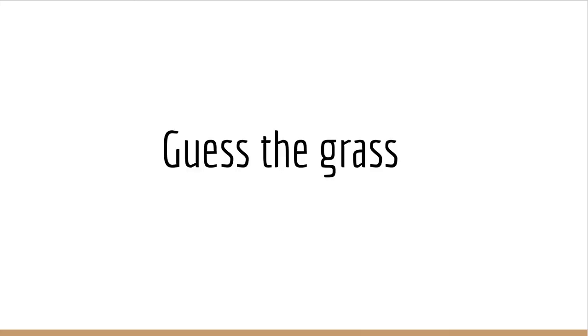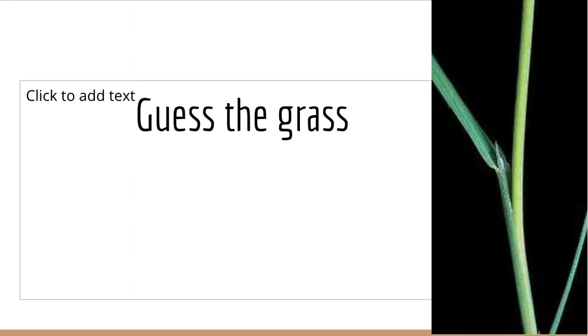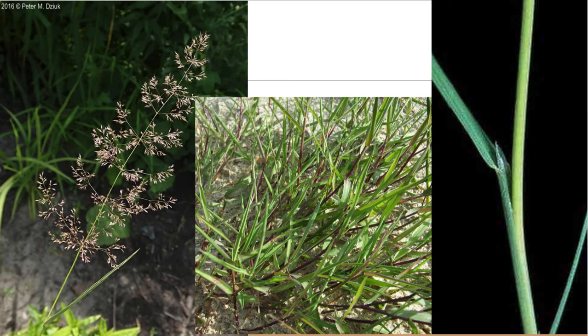We're going to guess the grass. Pause the video. So it has a very loose, open, panicle-shaped inflorescence. It's got stolons and a creeping, mat-forming growth form, and it's got a pointed ligule. This grass is Agrostis stolonifera.